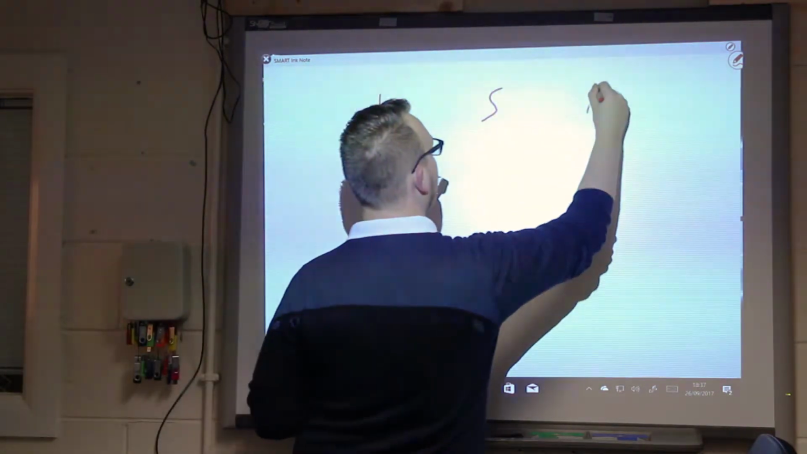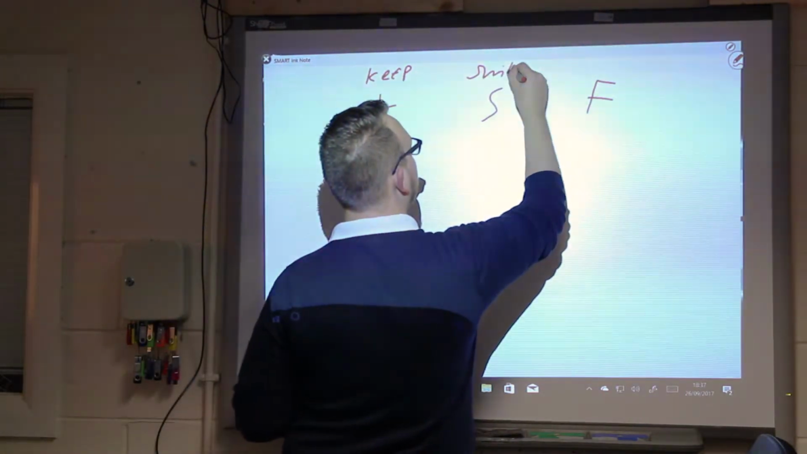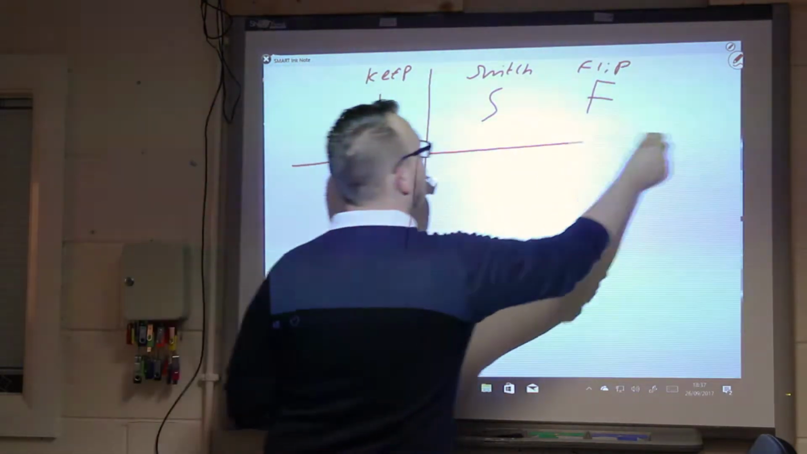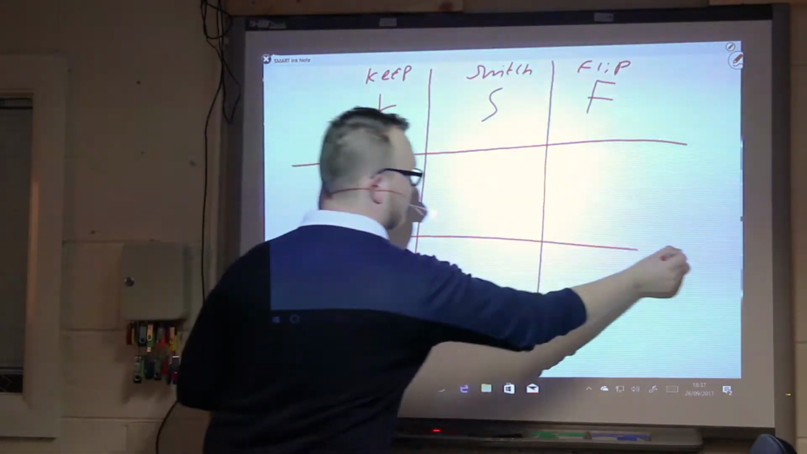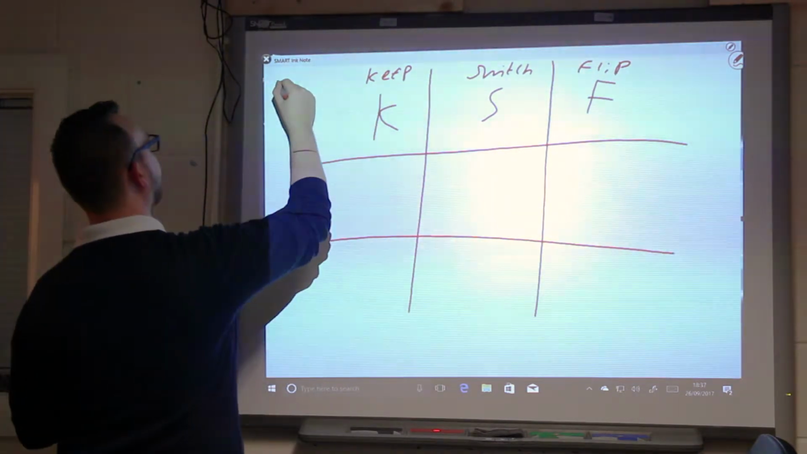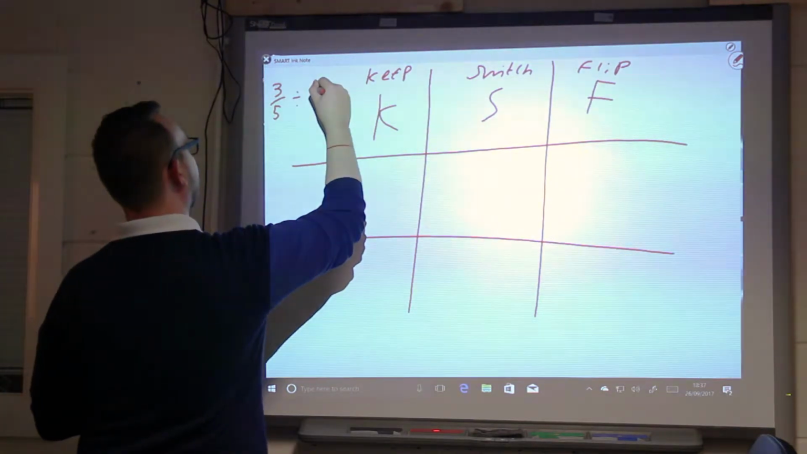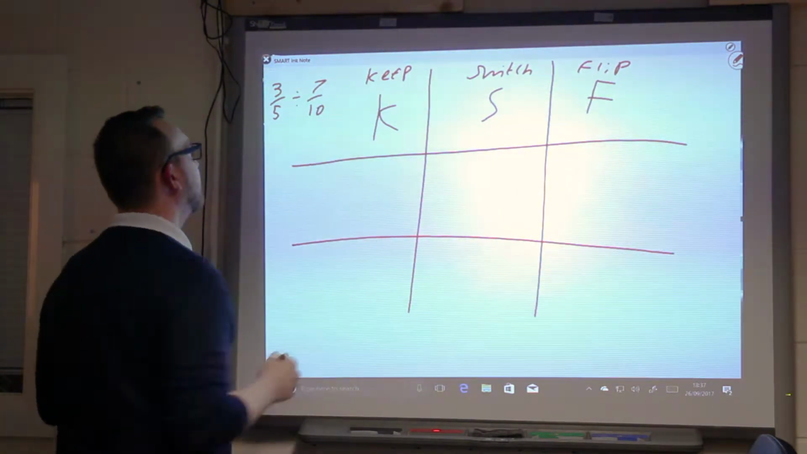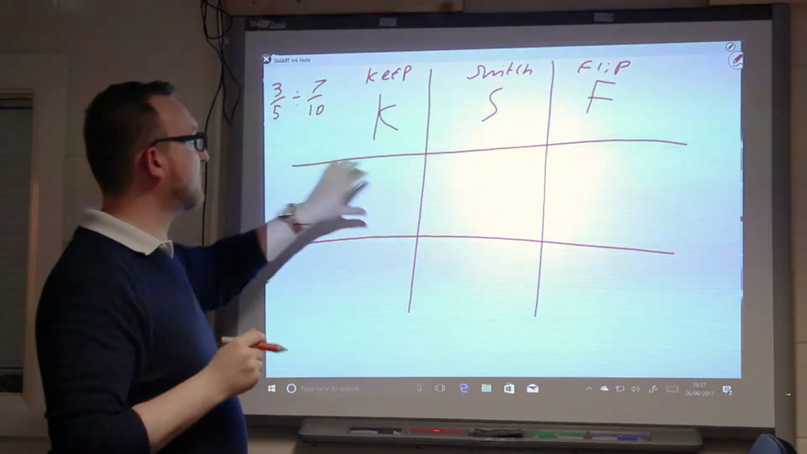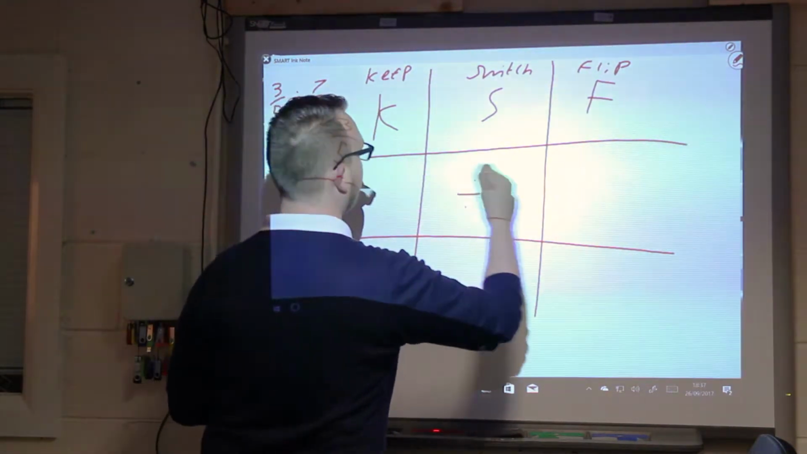K, S, F. Keep, switch, flip. What we're going to do is draw a nice little grid that's going to keep us right all the way along. Okay? Now if we are given a question such as what is 3 over 5 divided by 7 over 10, again we might look at that and go, well, how do we do that? So we're just going to write that sum out in this. So we're going to do 3 over 5 divided by 7 over 10.